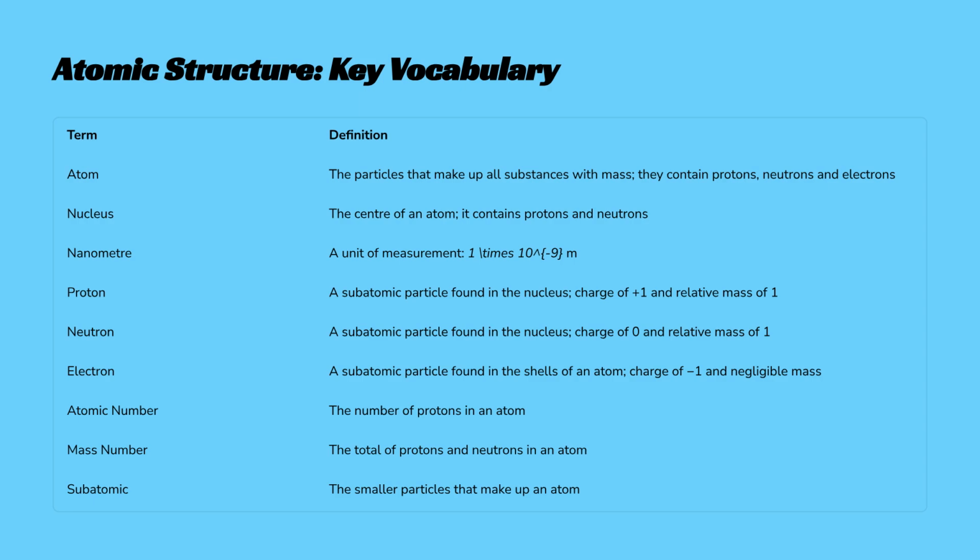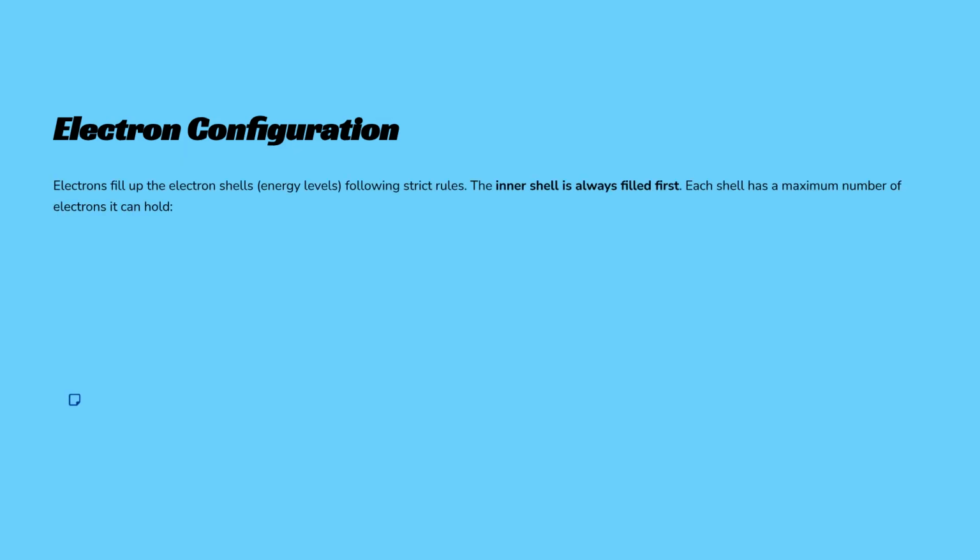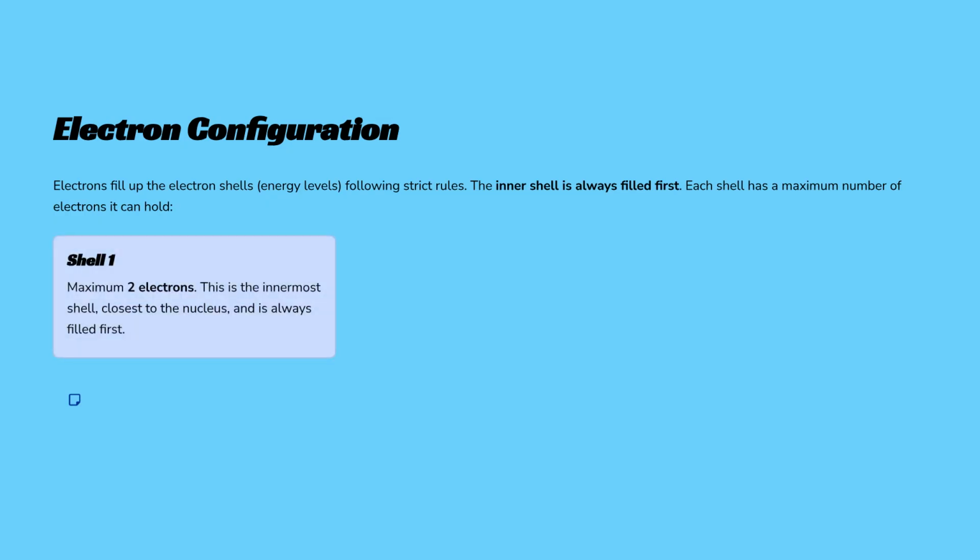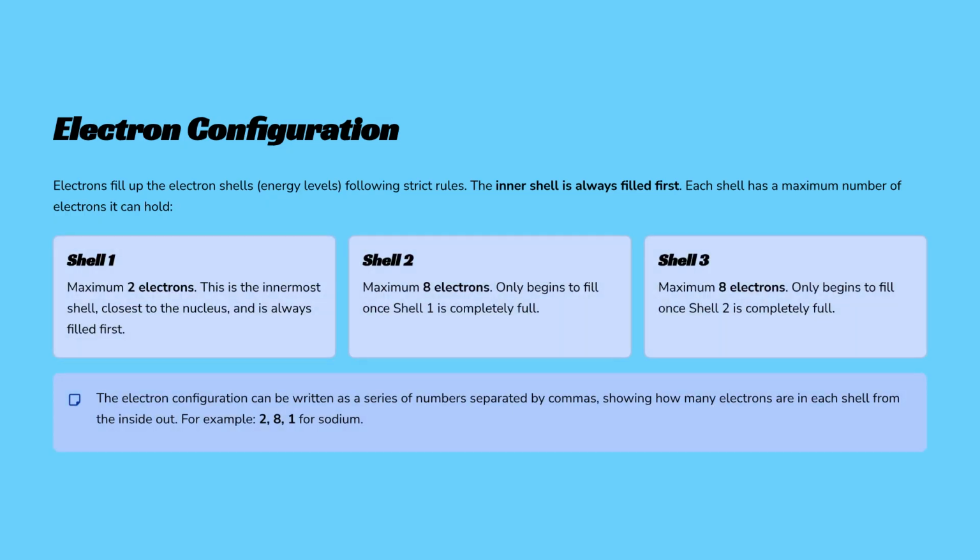Key atomic structure terms include atom, nucleus, nanometer, proton, neutron, electron, atomic number, mass number, and subatomic, which refers to the smaller particles that make up an atom. Electron configuration describes how electrons fill energy levels. The inner shell fills first, holding a maximum of 2 electrons. Shells 2 and 3 can each hold up to 8 electrons, filling sequentially.